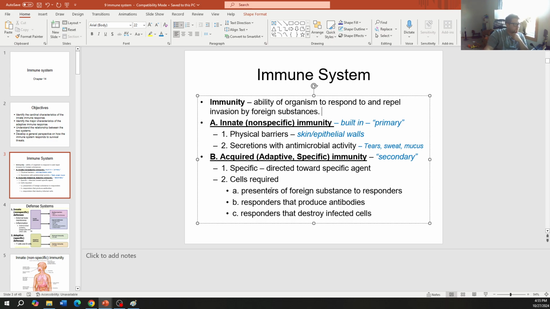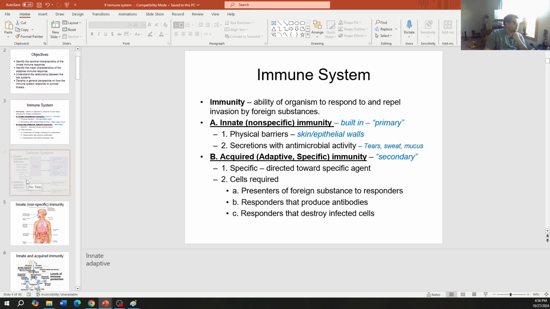In order for our acquired immune system to work, we have a couple of different types of cells, or cells with different jobs, I should say. We have cells that present the foreign substance to the cells that are supposed to respond. We have responding cells that produce antibodies. We should know by now what cells produce antibodies. Those are our plasma cells, and the plasma cells are derived from our B lymphocytes, as well as responders that destroy infected cells. Destroying infected cells is going to look like our phagocytosis. We'll get into that a little bit more.